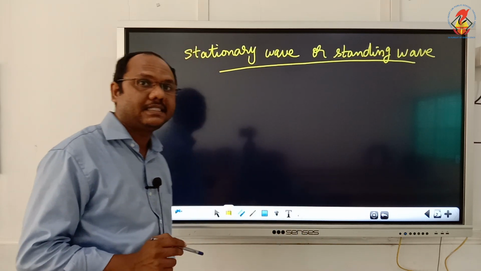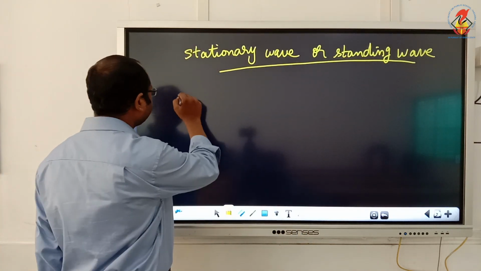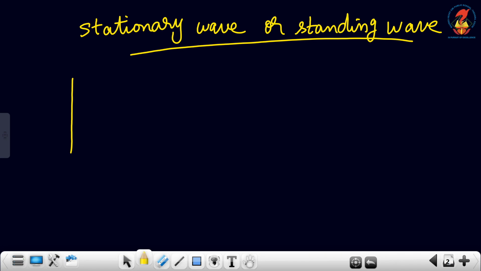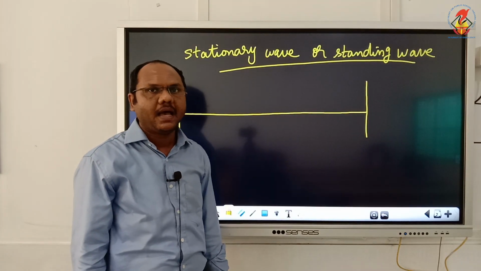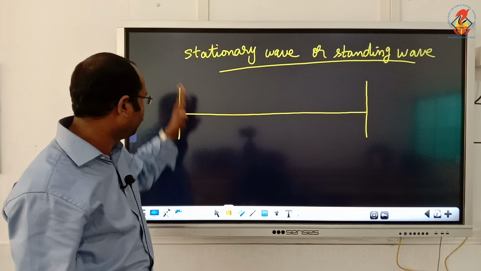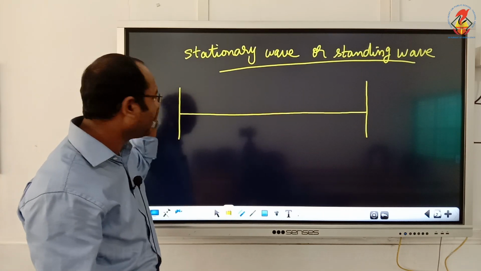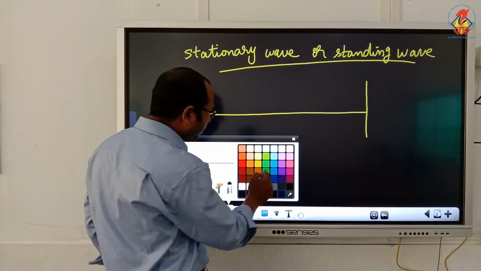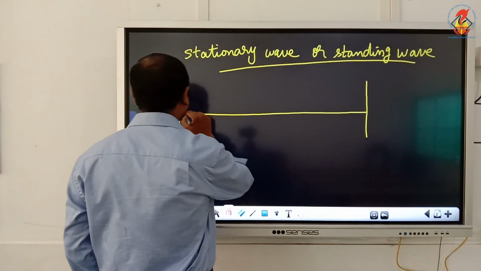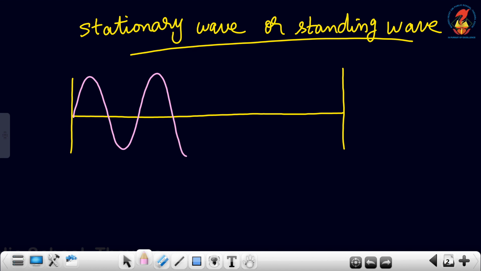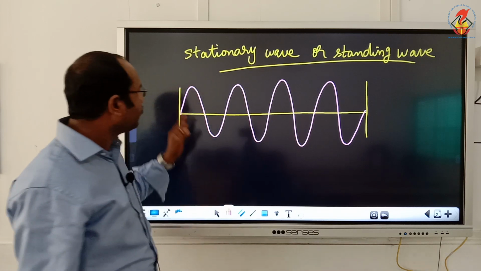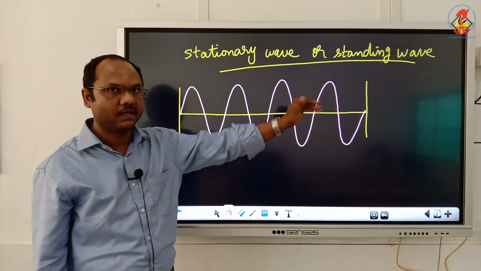So how will a stationary wave propagate? That is what I am going to show. I tie one string on a rigid boundary. This is one boundary, that is another boundary, and I pluck one end of the string. So a wave will be propagated forward. The wave is propagating forward.